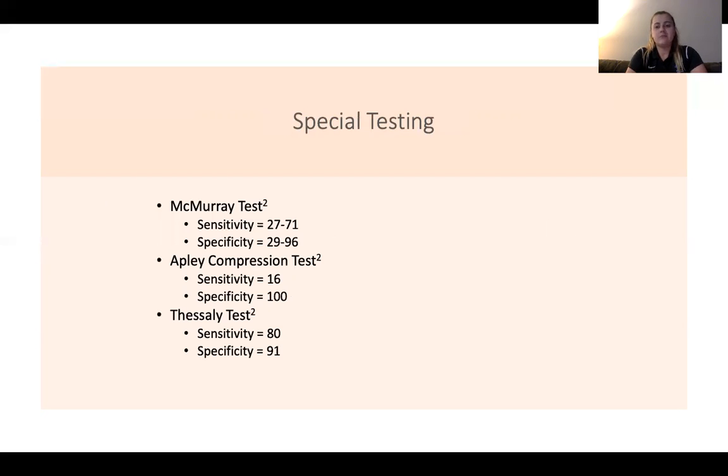Special testing for a meniscus tear. All right. So we have the McMurray's test, which has a sensitivity of 27 to 71 and a specificity of 29 to 96, giving it a high likelihood to rule in the pathology. Apley's compression test, sensitivity of 16, specificity of 100. So I wouldn't necessarily use this test to rule out the condition, but definitely to rule it in.